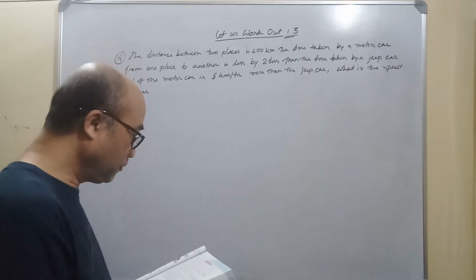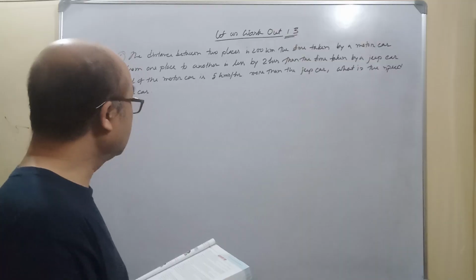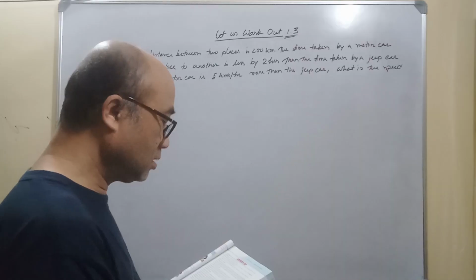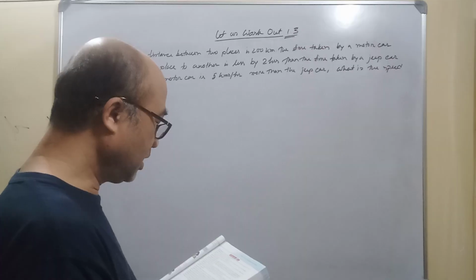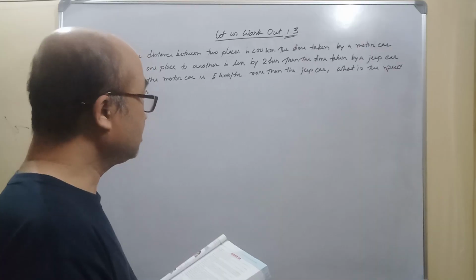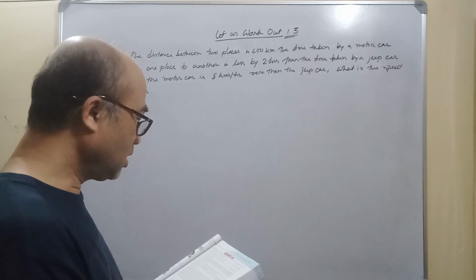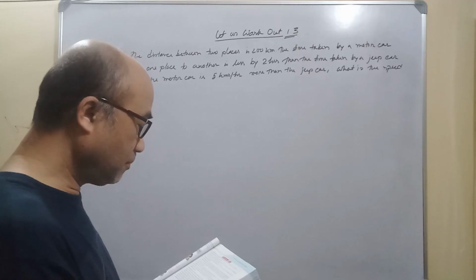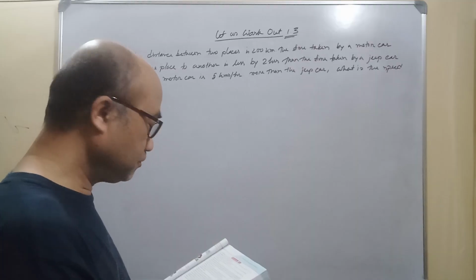Question number 4. The distance between two places is 200 km. The time taken by a motor car for going from one place to another is less by 2 hours than the time taken by a jeep car. If the speed of the motor car is 5 km per hour more than the speed of the jeep car, then find the speed of the motor car. Question number 4.